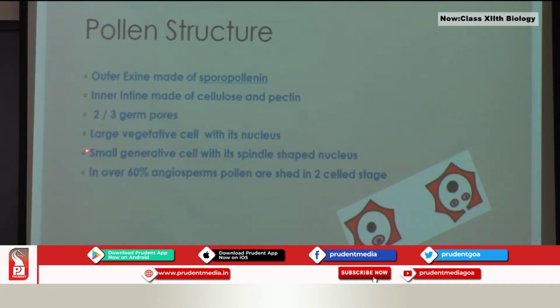As I already mentioned to you, a pollen grain is made up of a large vegetative cell with its nucleus, and a small generative cell with its spindle-shaped nucleus, floating in the cytoplasm of the vegetative cell. And in over 60% of the angiosperms, students, bear in mind, pollen are shed in the two-celled stage.